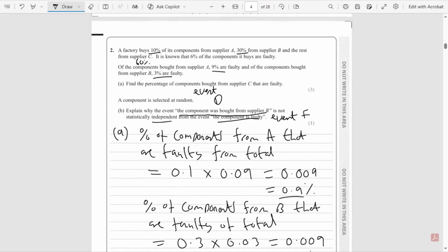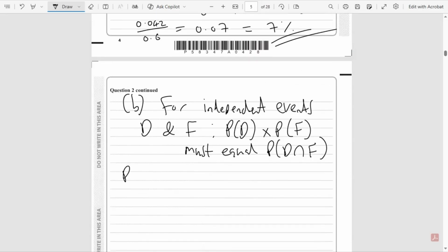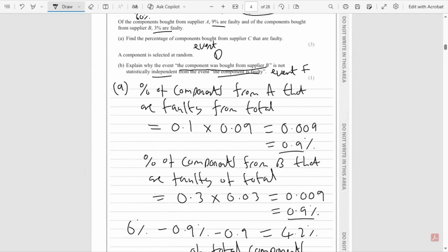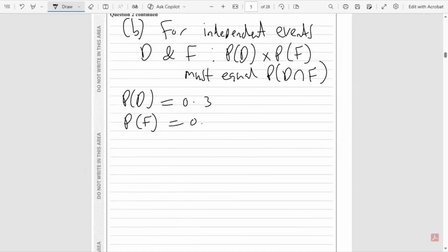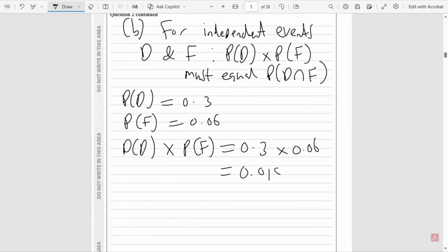So the probability of event D, the probability the component was bought from supplier B, well, we know that's 30%. So probability of D is equal to 0.3. Now, the probability of F, the probability of being faulty, we know from the question back up here that that was 6%. So that's just 0.06. Now, the probability of D multiplied by the probability of F is equal to 0.3 times 0.06. If we do this on the calculator, that's 0.018.